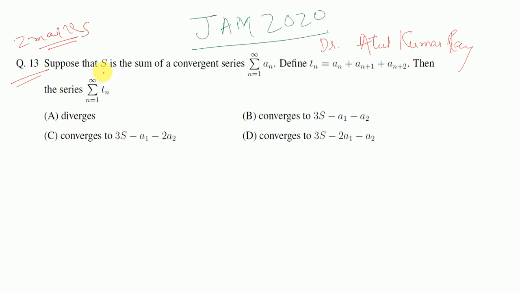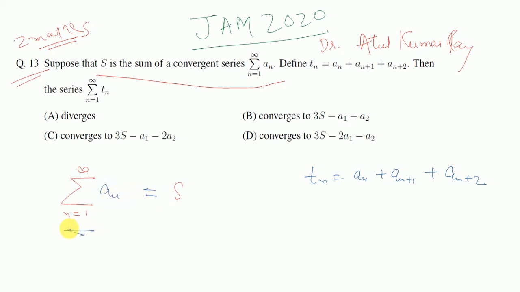The question says that suppose that S is the sum of this convergent series. So summation n equal to 1 to infinity an is S, sorry not Sn, this is S, and it is a convergent series. We are asked, if Tn equals an plus an plus 1 plus an plus 2, then I want summation n equal to 1 to infinity Tn. What will it be?